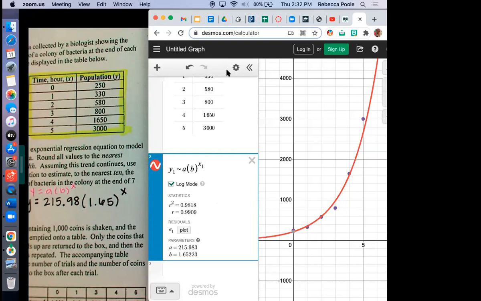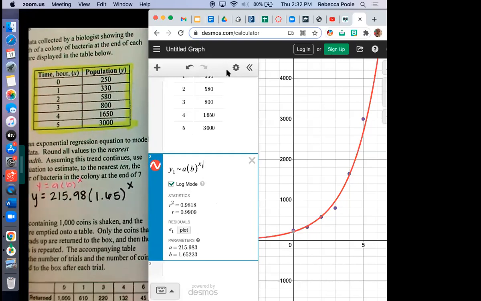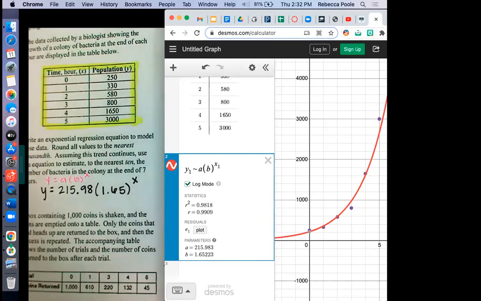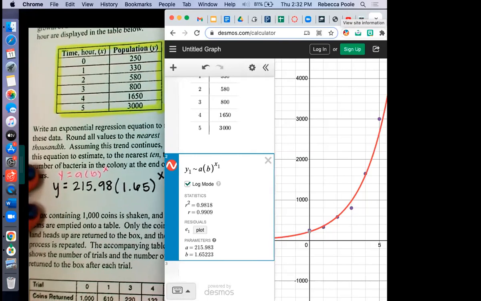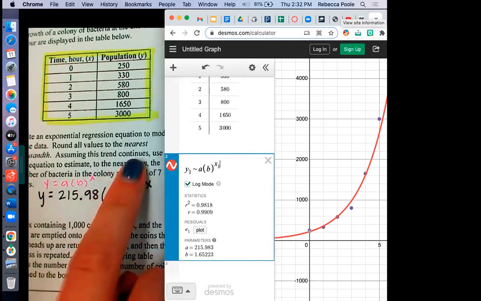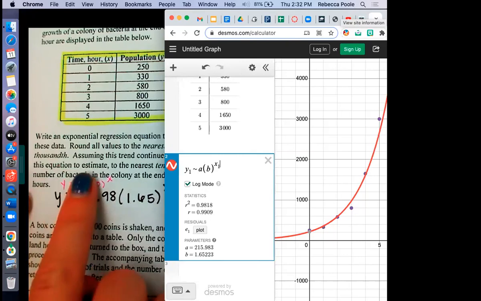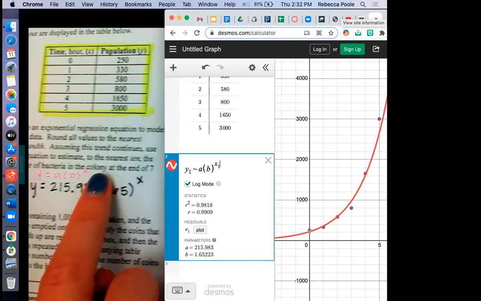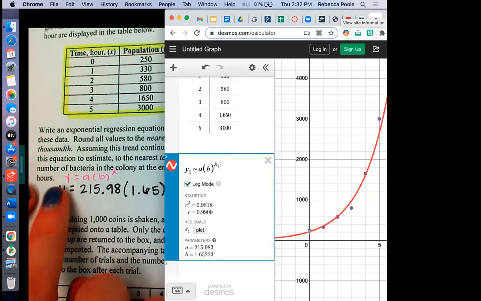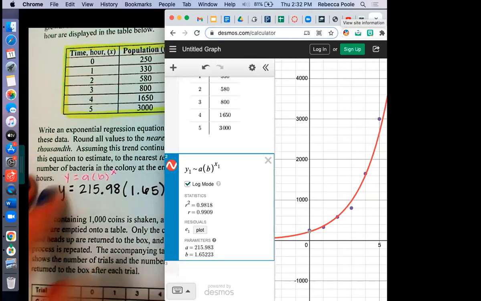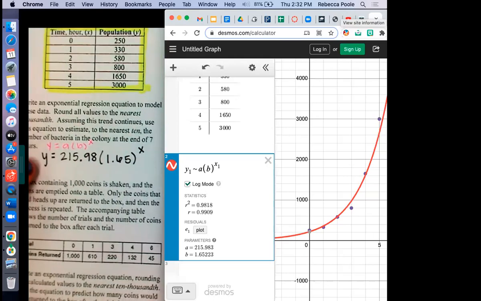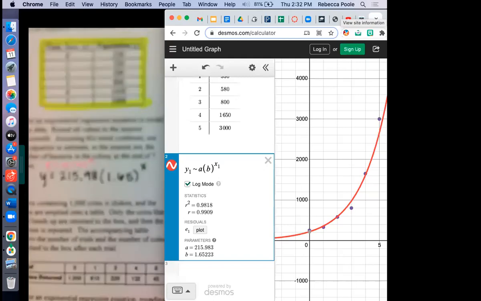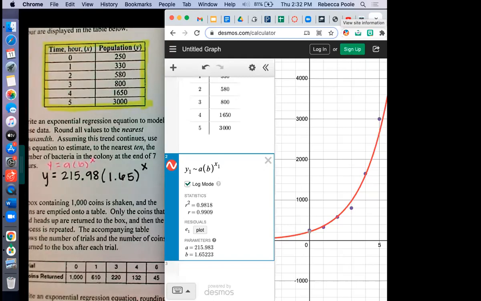Everybody paying attention? All right, so look, let's read what the question is actually asking now. Everybody look, I'm zooming in right here. Assuming this continues, use the equation to estimate the number of bacteria at the end of 7 hours. I'm going to show you 2 ways to do this. Did everybody hear me say that? I don't have all eyeballs, so I have no idea if all of y'all are paying attention. Make sure that's up, baby.